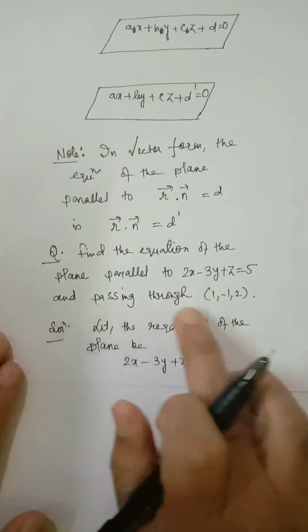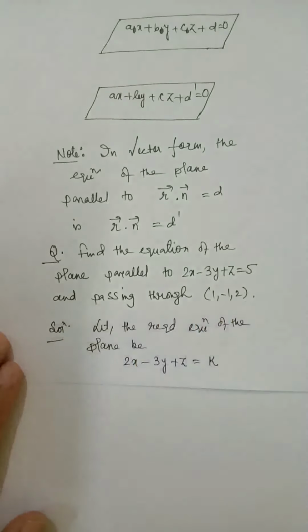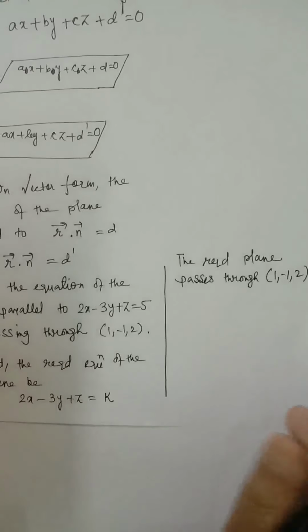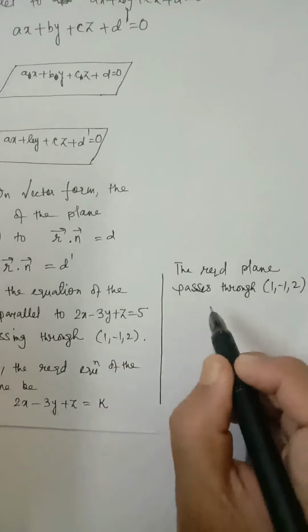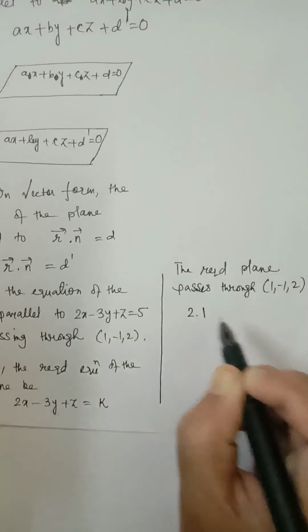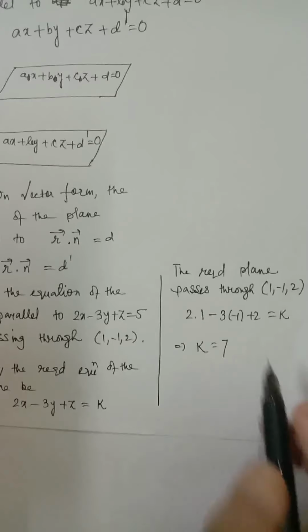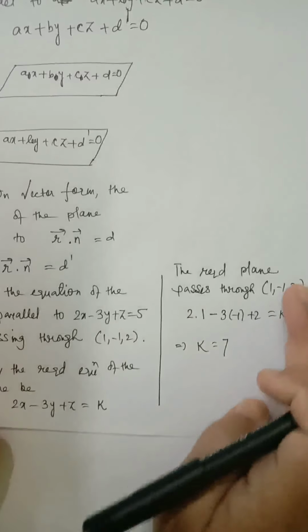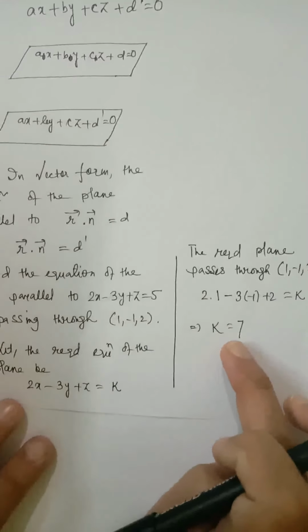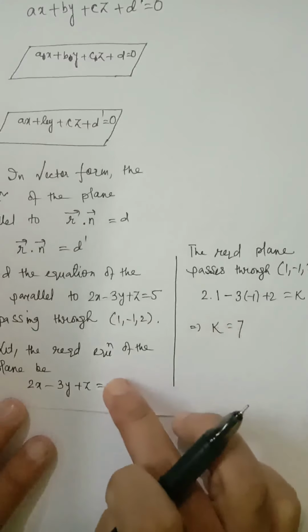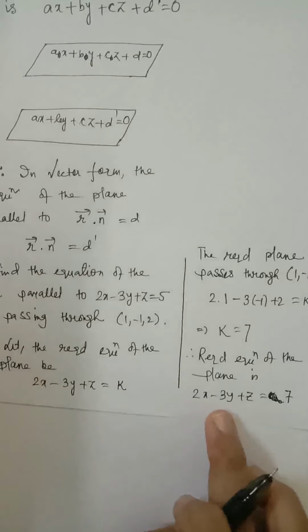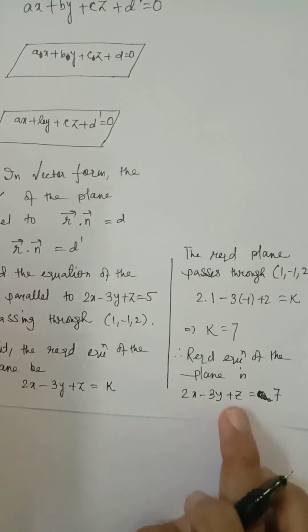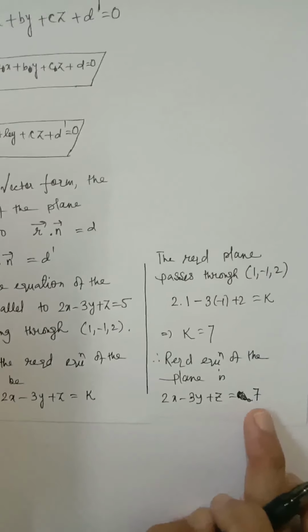Given the required plane passes through (1, minus 1, 2). Putting x equal to 1, y equal to minus 1, z equal to 2, we get k equal to 7, and therefore putting k equal to 7 here, we will get the required equation. So the required equation of the plane is 2x minus 3y plus z equal to 7.